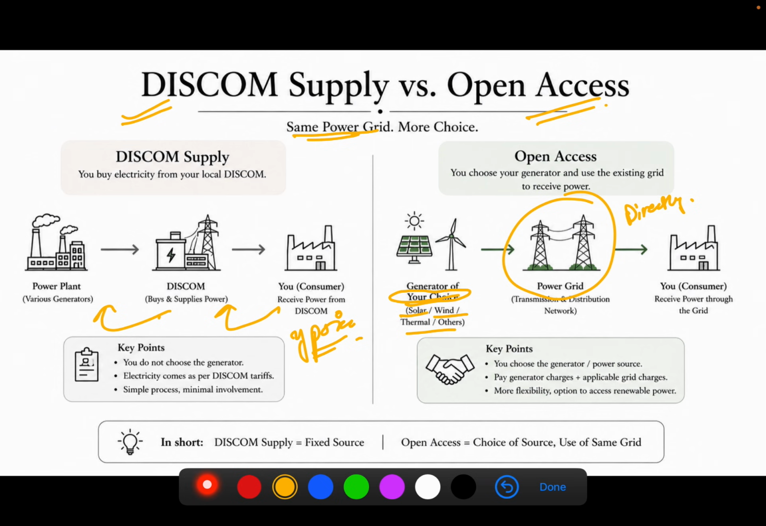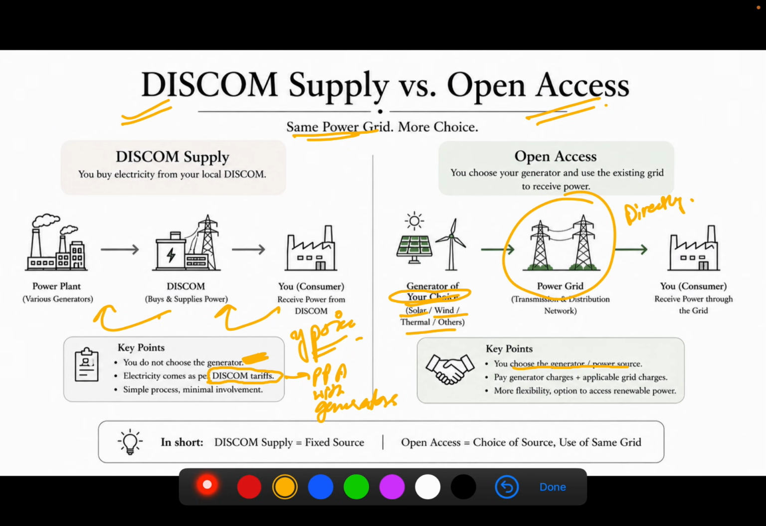Now key points is, there are 3 to 4 main differences. In DISCOM, we do not choose the generator of the power. However, in open access, we choose the power source. Here, electricity comes as per DISCOM's tariff based on PPAs with the generators. For more information, you can check one of my other videos on the topic PPAs. Here we discussed in detail about the agreement between electricity provider and the DISCOMs.